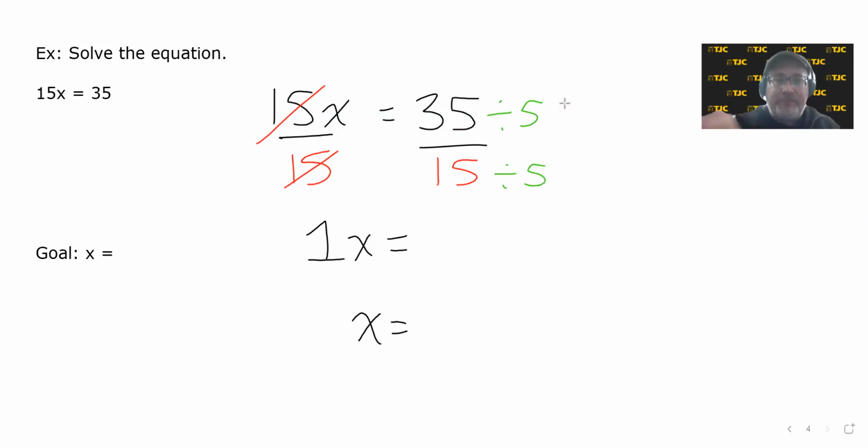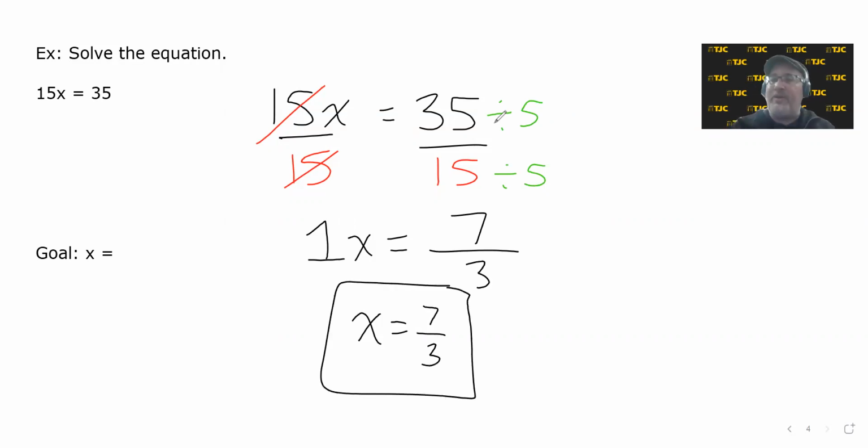And then see what we get there. Well, 35 divided by 5 is 7. 15 divided by 5 is 3. That fraction is in lowest terms. So our solution would be 7/3.